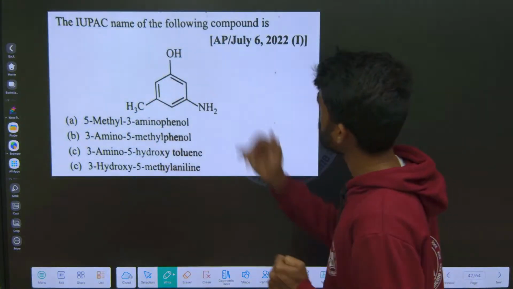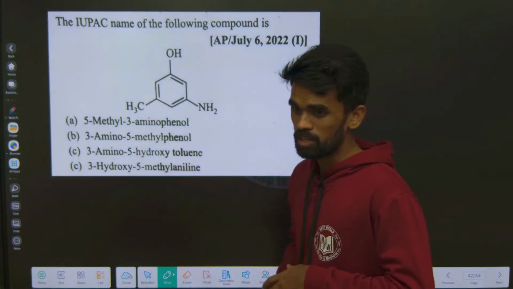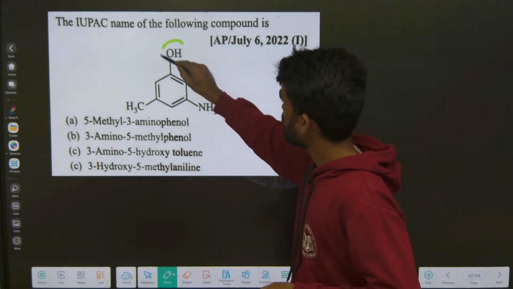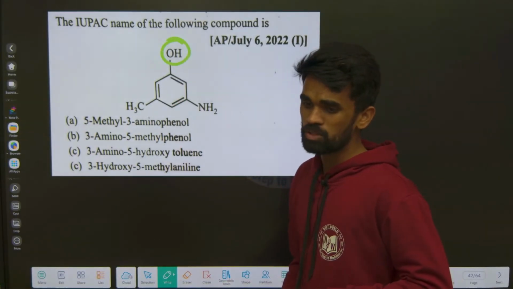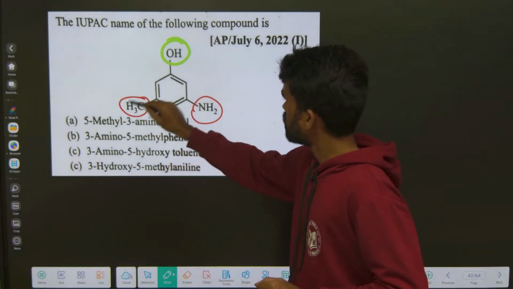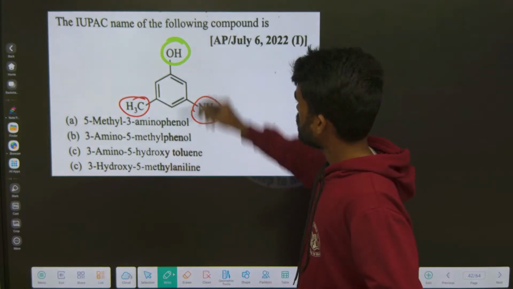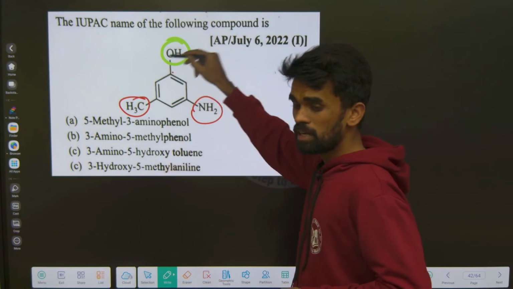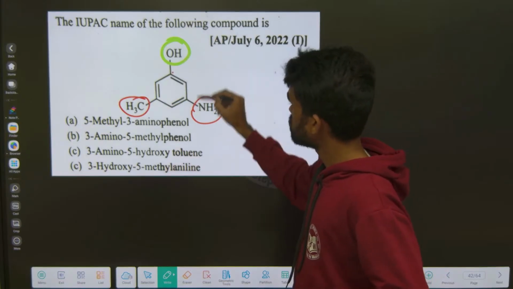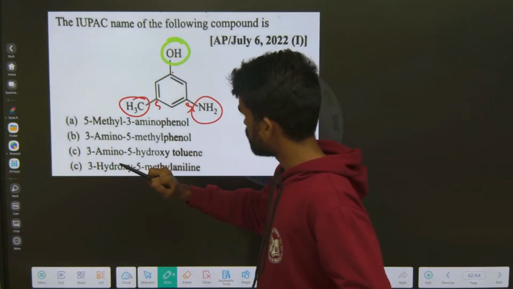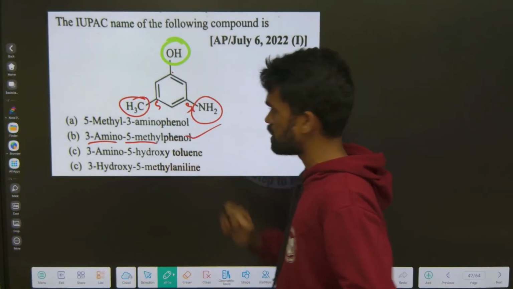Now answer this question. We already tried this model. Which is the priority functional group? OH. So that will be called phenol. Numbering: 3 from here, even if I come from here, it is 3. Even if I come from here also 3. But A comes first now. So 3 amino, 5 methyl phenol. 3 amino, 5 methyl phenol is perfect.